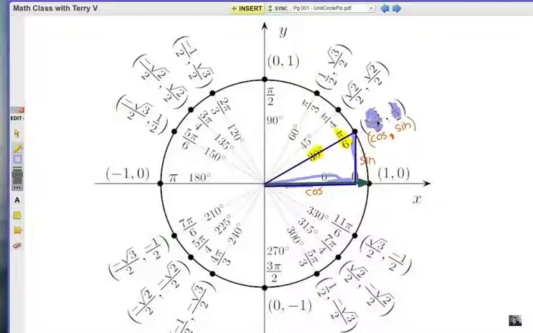Alright, so it takes a little bit of time, but in trying to memorize the shapes and the legs of these right triangles, the key is to remember cosine followed by sine. Okay? Horizontal followed by vertical.